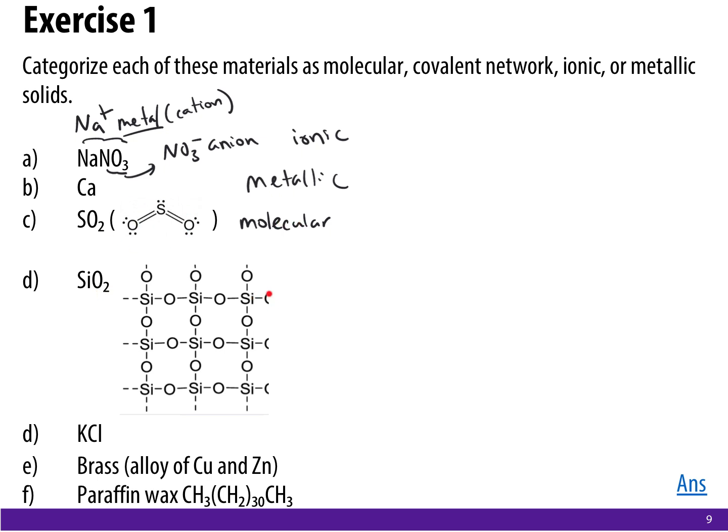SiO2, on the other hand, I'm showing you the picture of it here. This has this extended bonding in all three directions. I can't pick out a specific molecule. It's not like there's one SiO2 molecule right here, and then this is another one. No, they're all connected together. So that's the case where you have a covalent network solid.